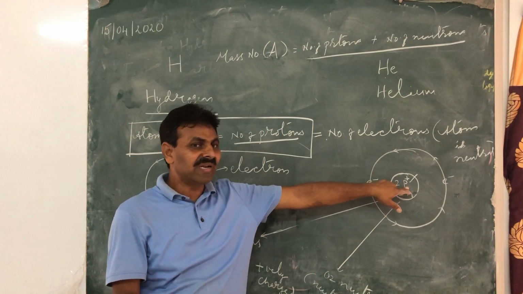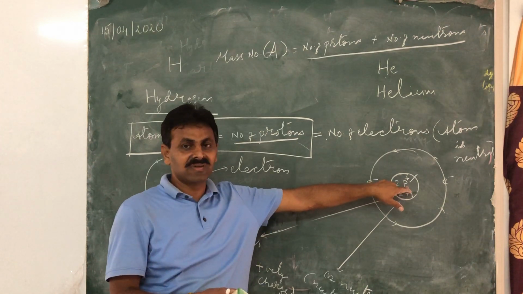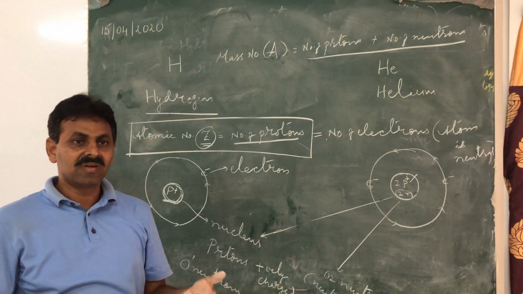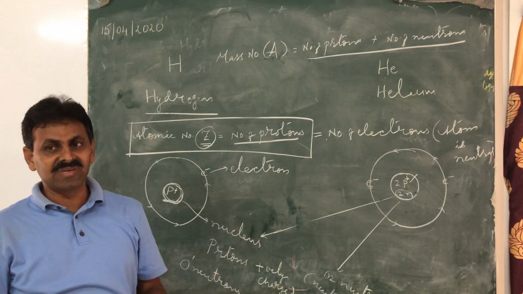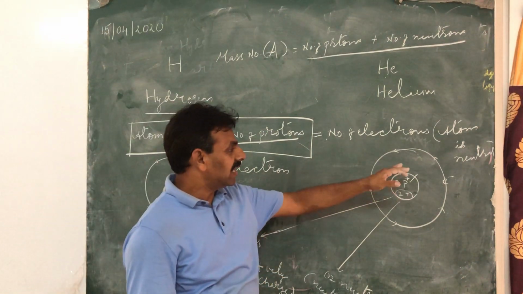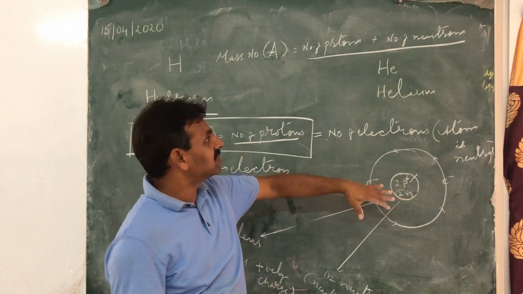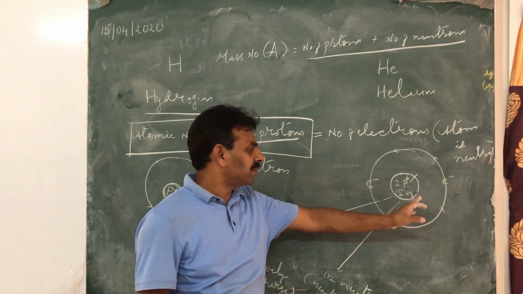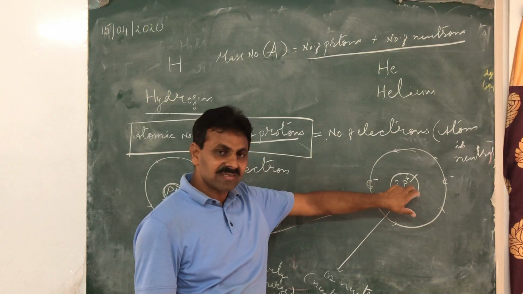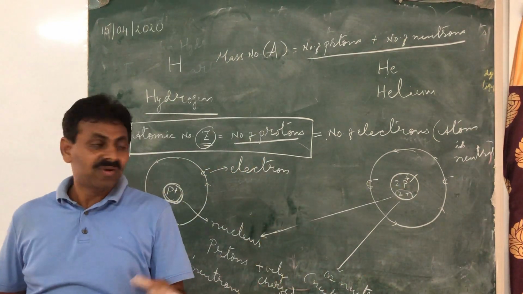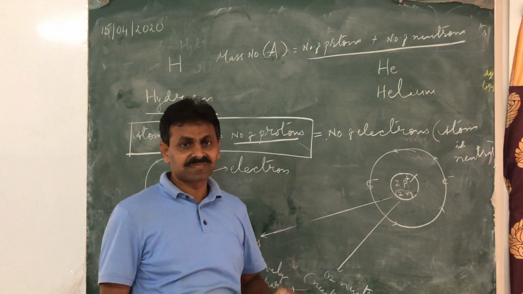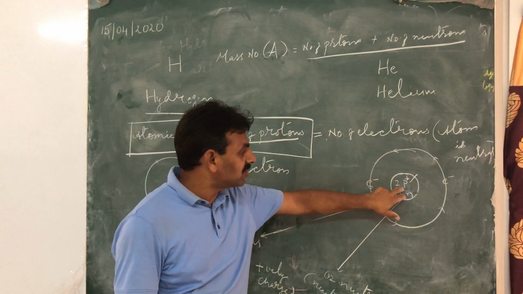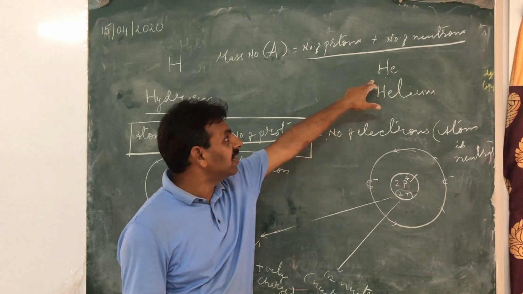Okay? So an element consists of similar type of atoms. If you take more substance, you will have more atoms. If you take less substance, you have fewer atoms. Now, what is there within the atom? You have a centrally located nucleus, and the nucleus consists of protons and neutrons. Okay? Now, how many protons do you have in the atom of helium?